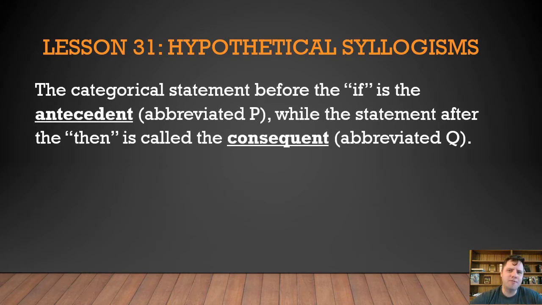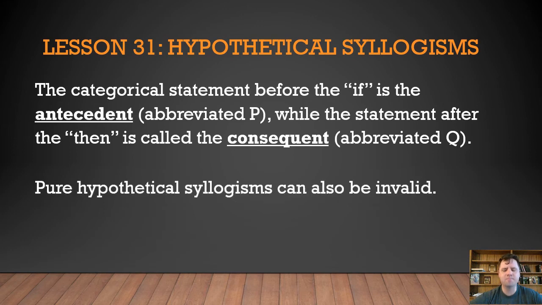Now, the categorical statement before the if is called the antecedent, abbreviated P, while the statement after the then is called the consequent, which is abbreviated Q in most cases. So if we have P horseshoe Q, we're saying if P, then Q. This P is called the antecedent. It comes before, and the consequent comes as a result of the antecedent. So the P is the antecedent, the Q is the consequent. Now, pure hypothetical syllogisms can also be invalid.